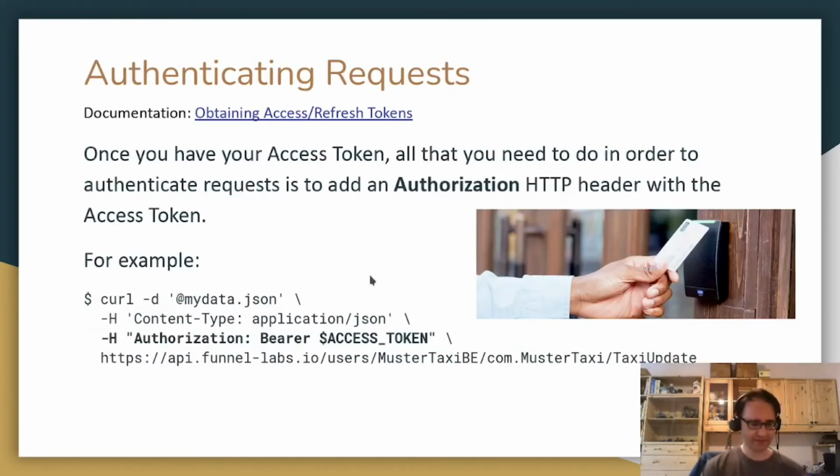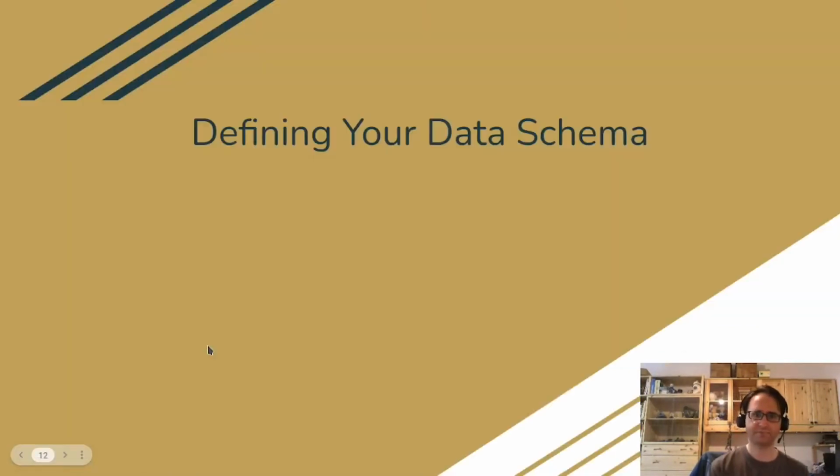So how do you authenticate requests? This is following standard protocol. Whenever you make a request, in this case we're just sending some data to upload a taxi update message, you add an HTTP header, the authorization header, and you give it a token of type bearer, and then we pass in our value. Earlier we had saved the access token value into the shell variable, and so you just pass it in under the authorization header, and then everything works as you would expect.